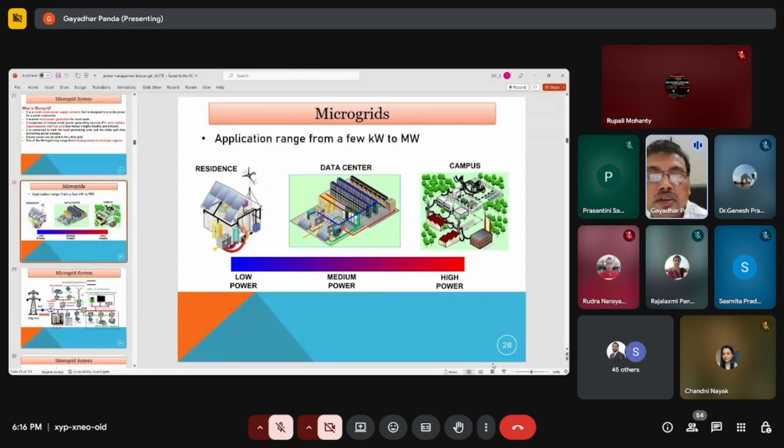Size of the microgrid may range from the housing estate to the municipal regions. Here you can see the different applications of microgrid, low power microgrid, the medium power microgrid system, high power microgrid system. For residential purpose, hardly we are going for the 5 kilowatt power. Similarly, medium power for the data center. And for an institute campus, or you can say the industry, that is the range of 1 megawatt you can think of.